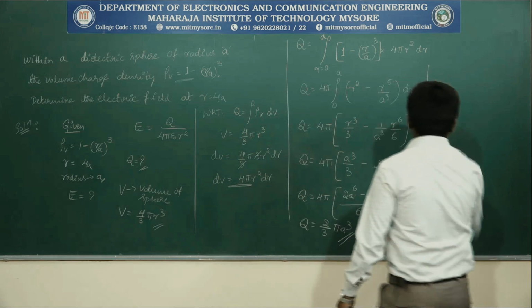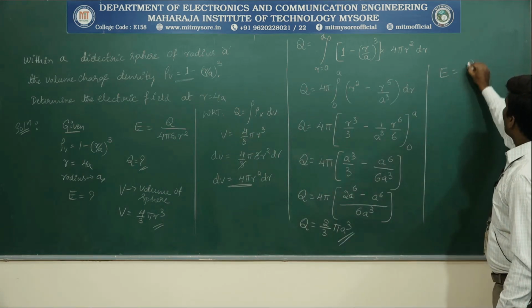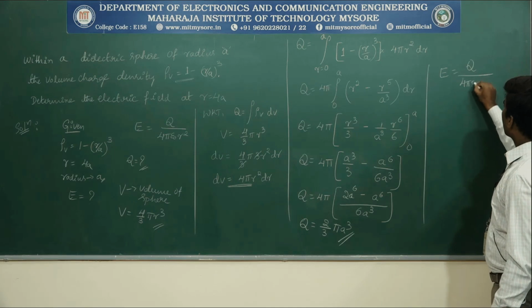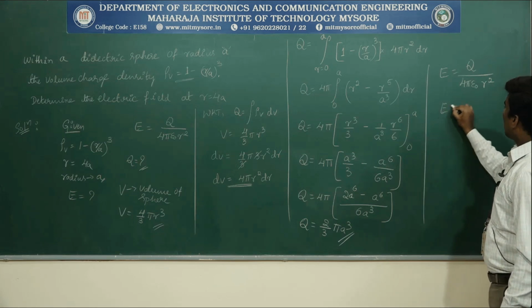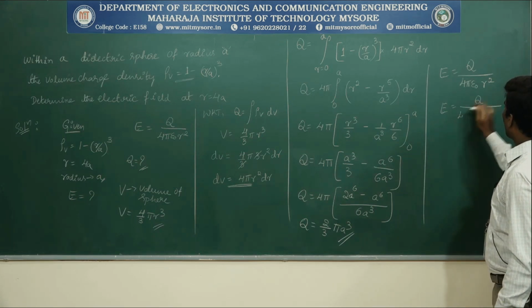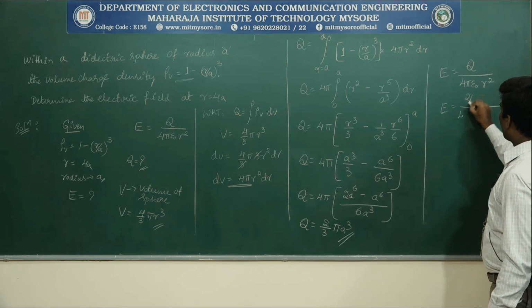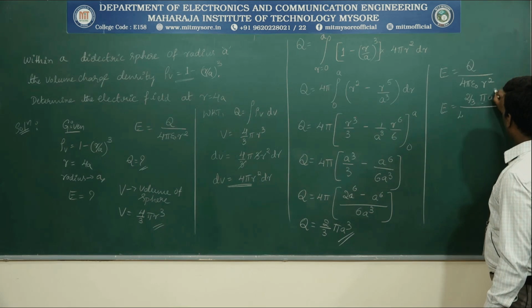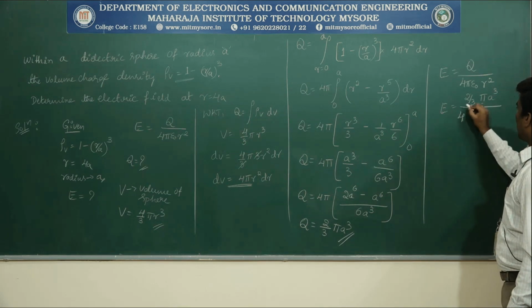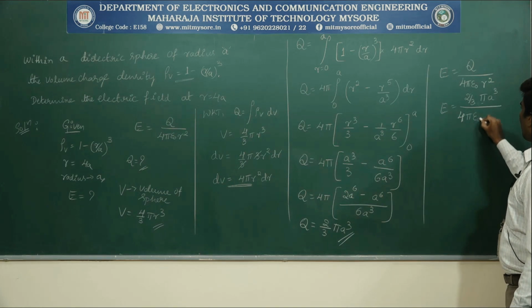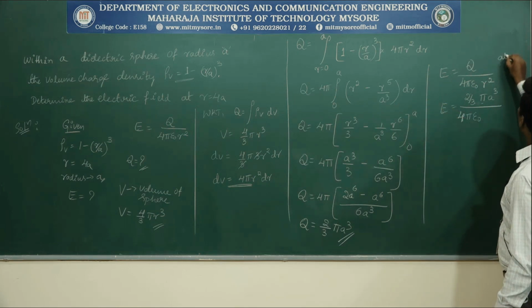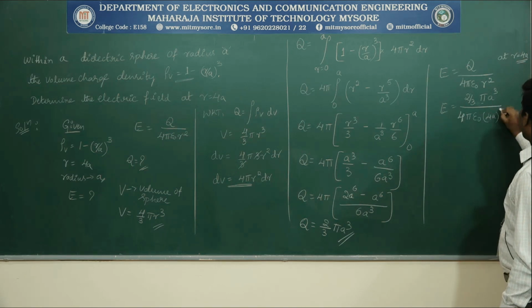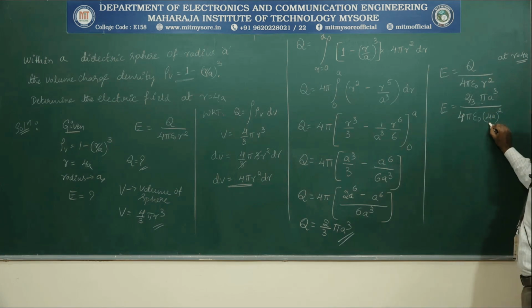E. Then E is equal to Q divided by 4 pi epsilon naught into r square. E is equal to Q divided by, what is the value of Q? 2 by 3 pi a cube divided by 4 pi epsilon naught into r square. What is the value of r? R is equal to 4a. At r is equal to 4a, we need to calculate the electric field intensity. Instead of r, we need to substitute 4a whole square.